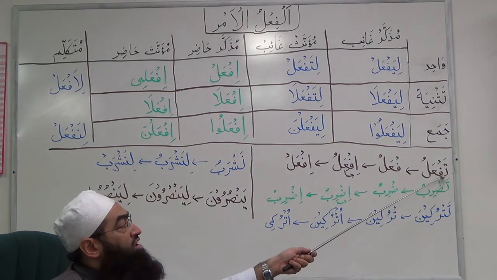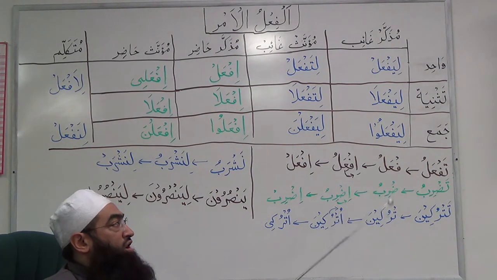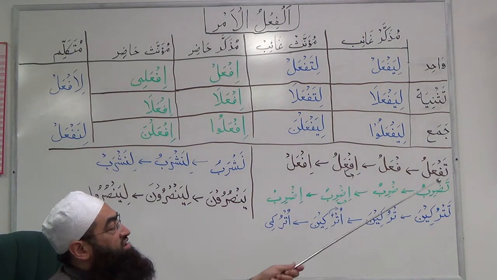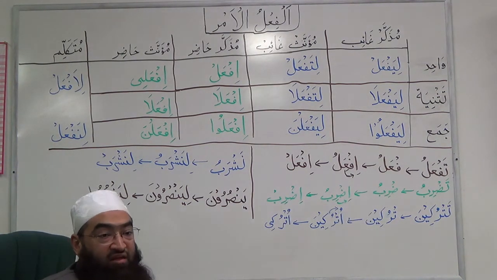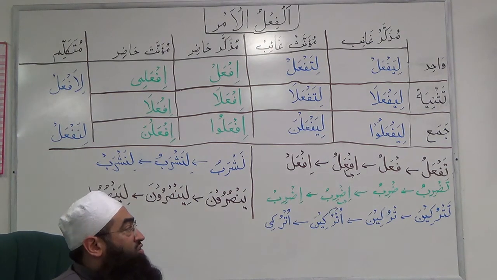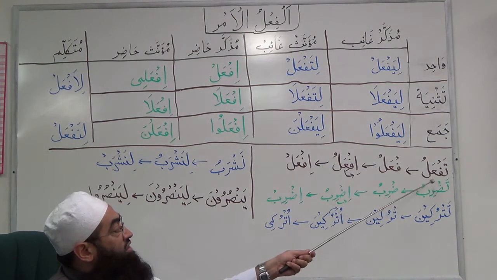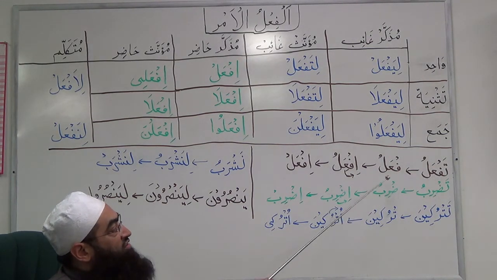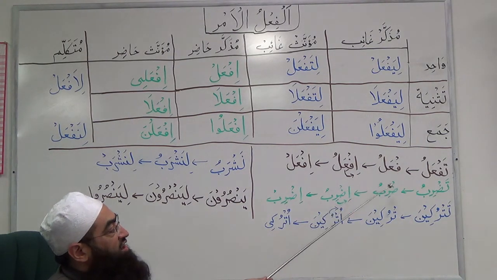First you drop the alamatul mudari, the sign of mudari. The sign of mudari is the ta. Remember the word atayna? Alif, ta, ya or noon. So in this word, it's the ta. So you drop the ta. What are you left with? You're left with the fa with the sakin, and ayn with the fatha, and a lam with the dhamma.